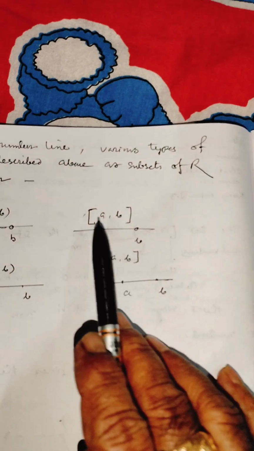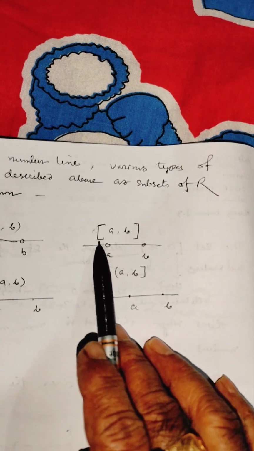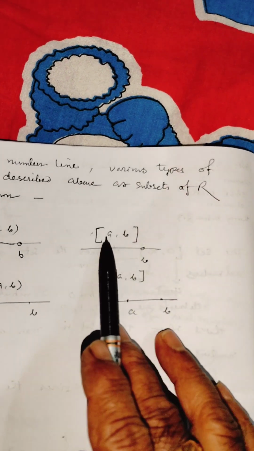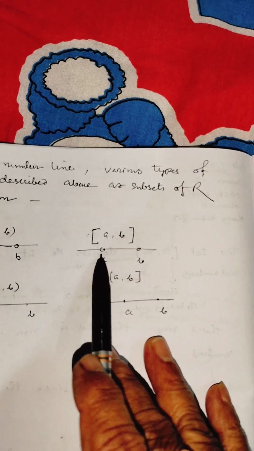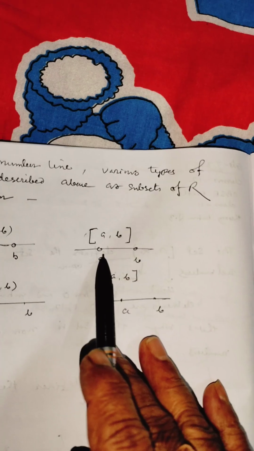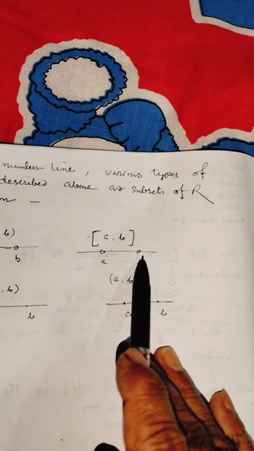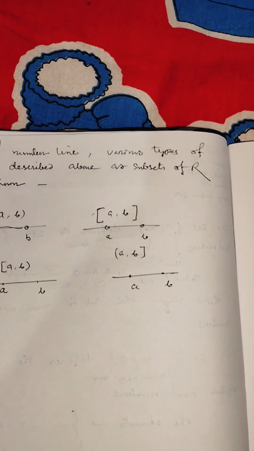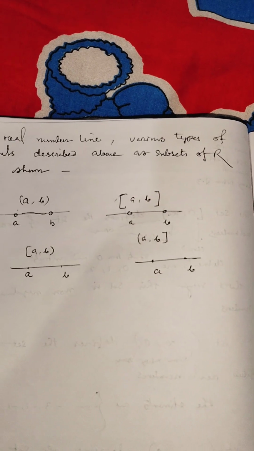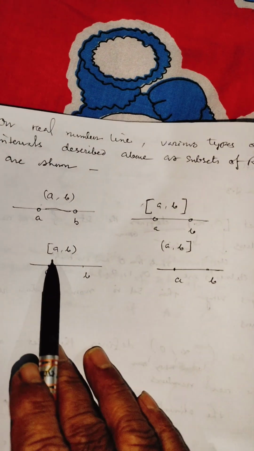It is closed, the symbol of closed, the third bracket, the symbol of closed. So starting from A, it is closed at A. That means it starts from A and ends at B, and in between A and B, all the points are elements of the set. Understood?